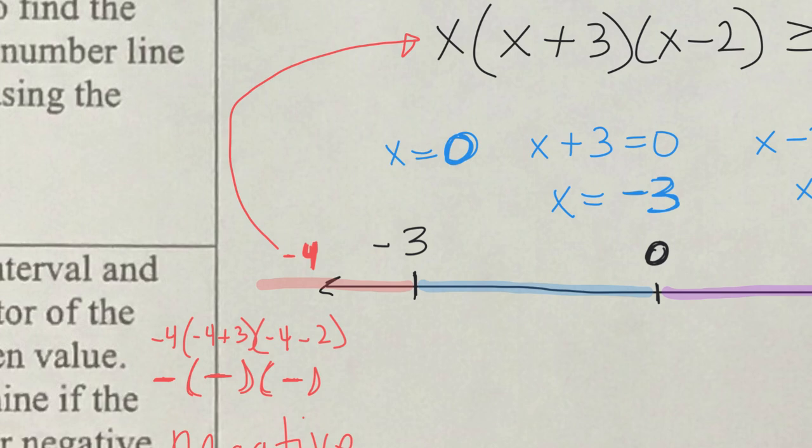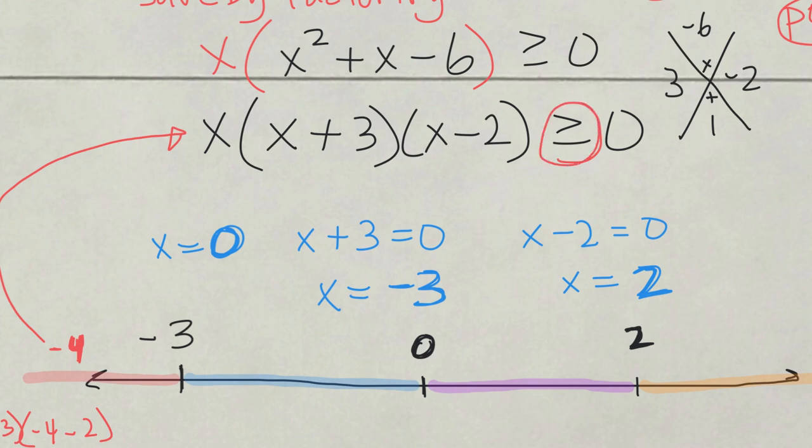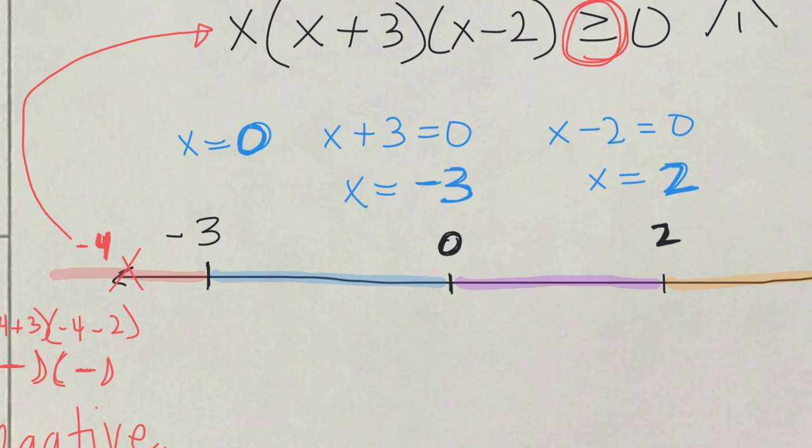So is that part of my solution? No, because I want everything positive. I want positive or equal to 0. So this is not a part of my solution. So now we check in between negative 3 and 0. So we pick any number. I guess there's only two numbers between negative 3 and 0 that we want to pick, right? Whole integers to make the math easy.